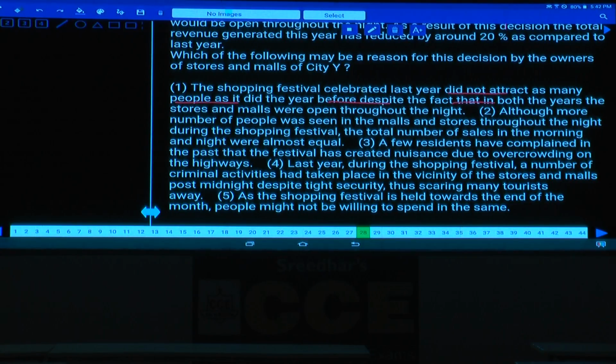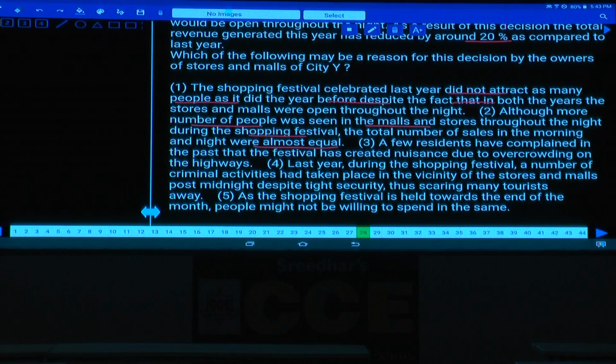And next one, second: although more people were seen in the malls and stores throughout the night during the shopping festival, the total number of sales in the morning and night were almost equal. As the total is the same, whereas here it is clearly again 20% reduced because of these timings. Hence, because of this night there could be more revenue generation.